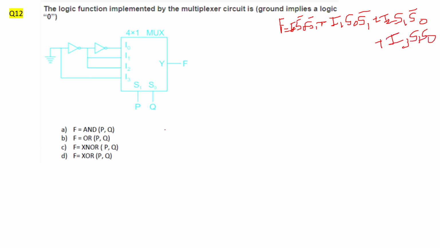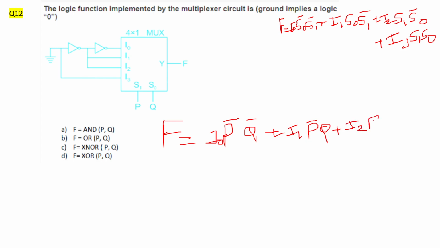So what we have here is F is equal to, my select lines are P and Q, right? So it's P bar Q bar and I0, then I1 P bar Q, then I2 P Q bar plus I3 P Q.